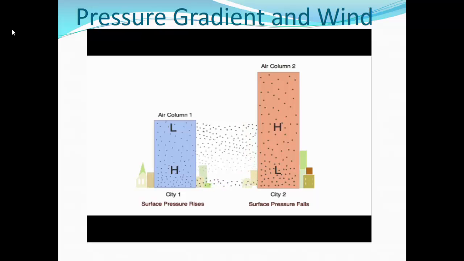As those air molecules are evacuated or taken out of column 2 and they fill up in column 1, it increases the pressure at the surface in column 1, City 1, and as those molecules are moved away from high pressure aloft in column 2, it decreases the pressure at the surface. So at the surface, there's a pressure gradient from high to low, and the wind blows at the surface.